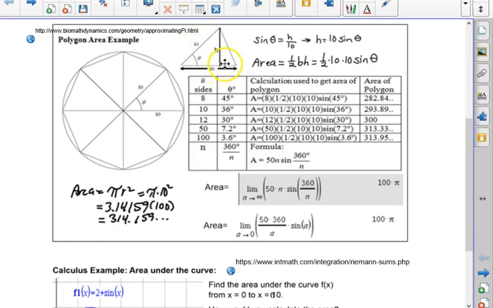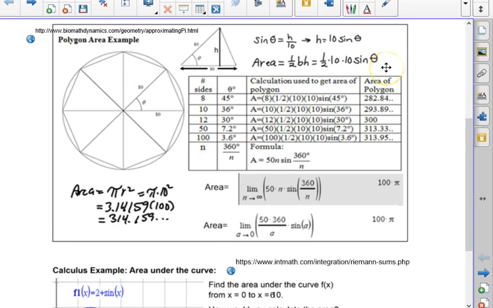So if we drop a perpendicular line here, we could say sine of theta is h over 10, or h equals 10 sine of theta. So the altitude here is 10 times sine of theta. The base is 10. Area of a triangle is 1/2 base times height, so it's 1/2 times 10 sine of theta.